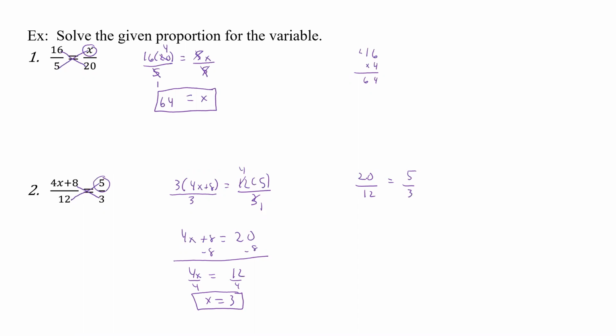So 3 times 20 is 60. 5 times 12 is 60. So the cross product works, and that looks good. So that's one where when I plugged it back in, it didn't seem right, and that's because I had written down the wrong number initially. So you really have to pay attention to what you're doing here.